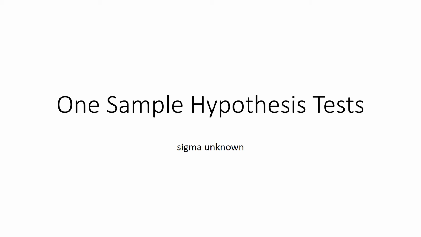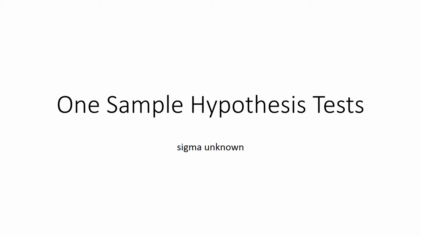In this video, we will look at one-sample hypothesis tests when sigma, the population standard deviation, is unknown. This is the normal situation because if we had enough information to calculate sigma, we could also calculate the population mean, making significance tests unnecessary.